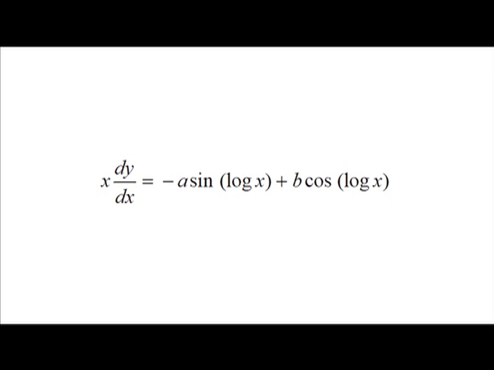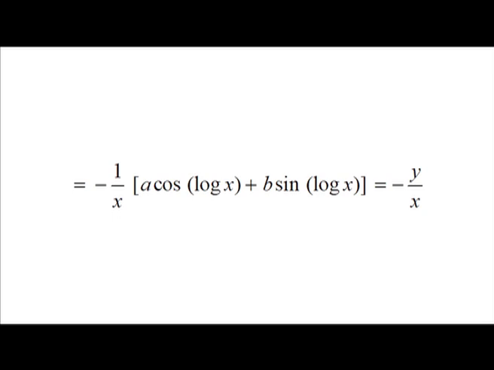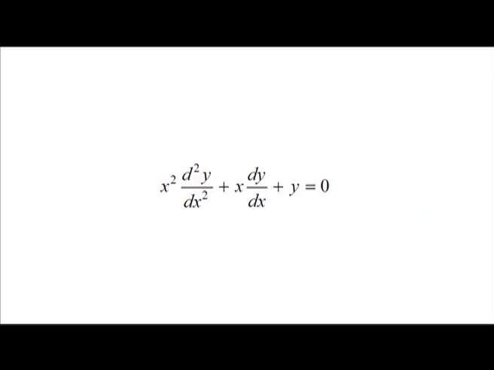Differentiating this with respect to x, we obtain x into d square y by dx square plus dy by dx equal to minus a into cos of log x into 1 by x plus minus b into sin of log x into 1 by x, equal to minus 1 by x into a into cos of log x plus b into sin of log x, equal to minus y by x. Thus, x square into d square y by dx square plus x into dy by dx plus y equal to 0. Nth derivative and some standard results.